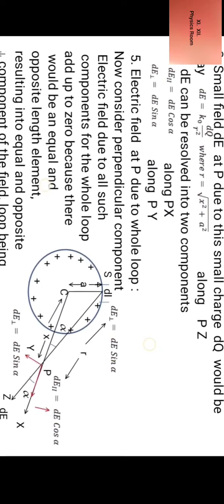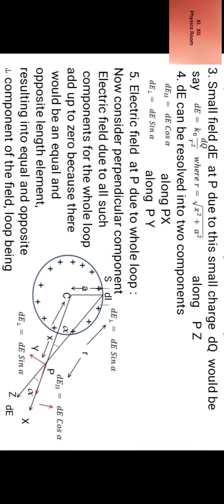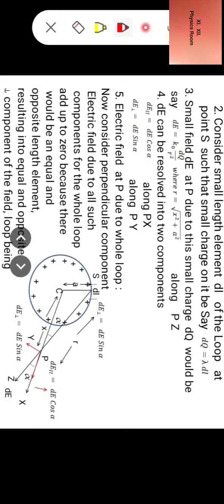Now we go to the second point. Consider a small length element dl of the loop at point S, such that small charge on it be, say, dq equal to lambda dl. So this is the length element dl at point S. So small charge dq is equal to lambda into dl. That will be on this small length element.